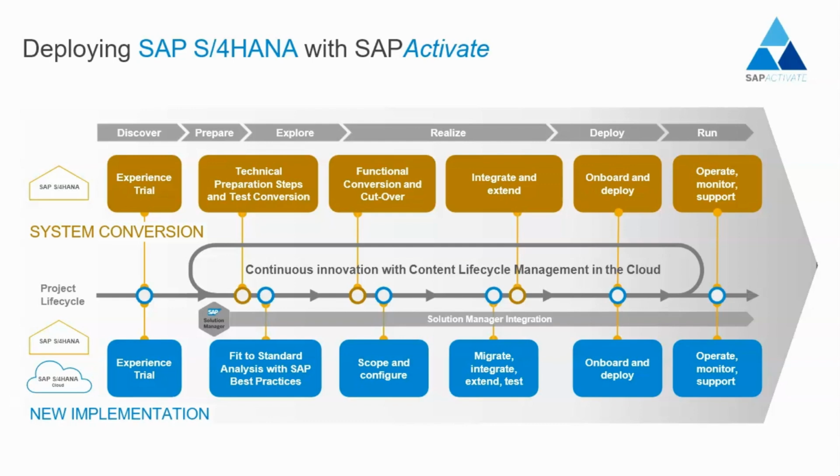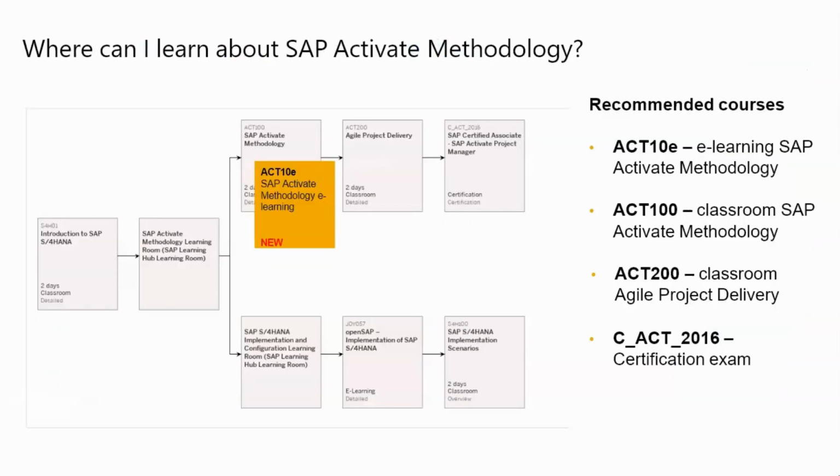So coming to the functional conversion and cutover, which we'll do at the very beginning of the realization phase, guys. And then we have the integration and extension of existing applications that we'll do in the realization phase. Then we'll deploy. After we deploy, we'll do the onboarding and deployment in the deploy phase. And then if there are any issues after deploying, we'll handle them in the operate, monitor, and support phases. Now, where can I learn more about the SAP Activate methodology?